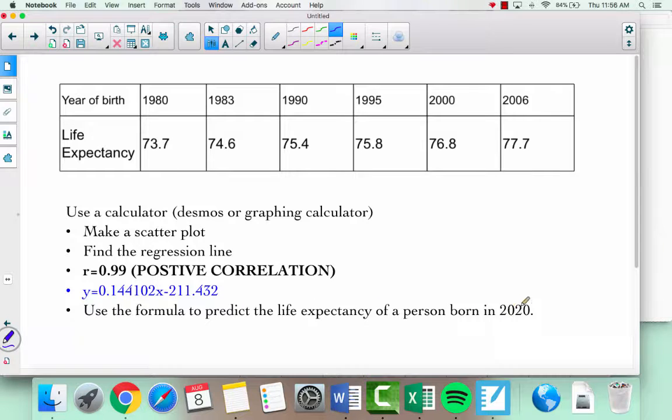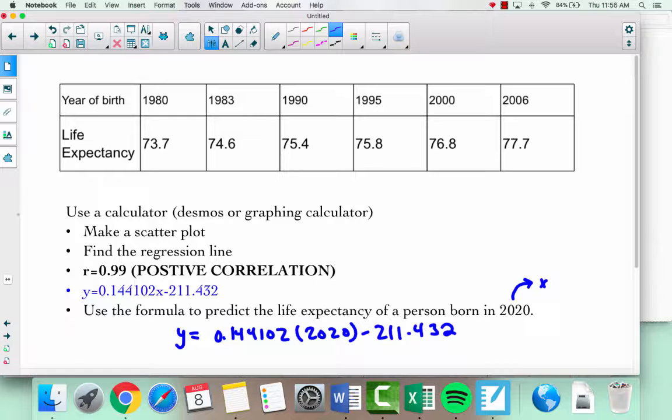So if we want to predict the life expectancy of someone in 2020, remember our year is the X value, and so all we have to do is plug X in. We'd have Y equals 0.144102 times the year 2020, because that's what we're looking for, and then minus 211.432. And then you could just go to your calculator and type this in, and when you do that, you get that the average life expectancy would be 79.7. And so that would be our final answer.